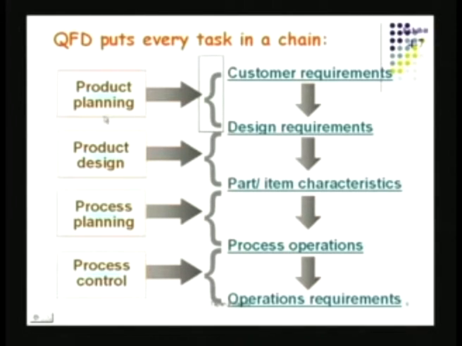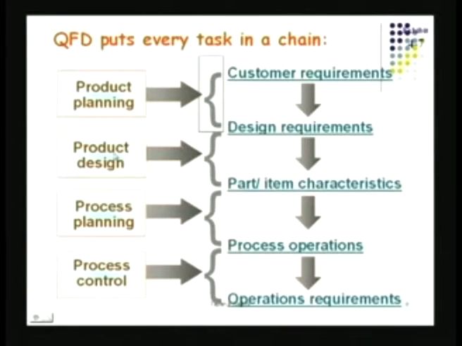For example, when you do product planning, you're interacting with the customers and you're determining customer requirements. From that, you'll come up with hard numbers, the design requirements. So I find out customer requirements, and from that I determine my hardware requirements, these numbers. Then I go into details of my product design and I come up with requirements for the parts and the items and the materials and so on. So I start with my design requirement, and my product design will end up specifying the parts and the item characteristics.